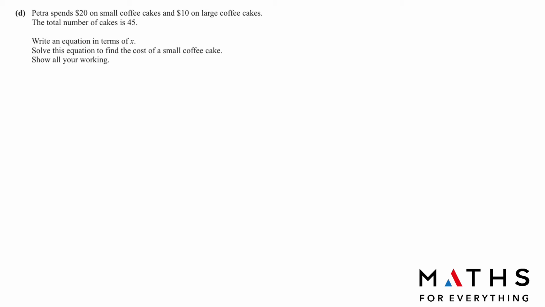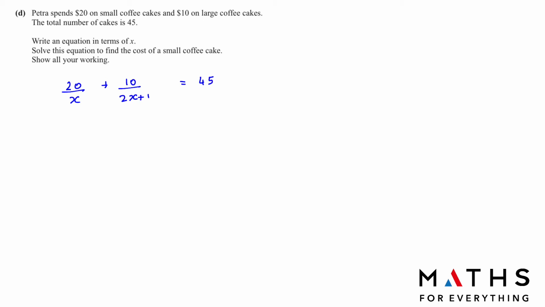Part D. Petra spends $20 on small coffee cakes and $10 on large coffee cakes. The total number of cakes is 45. Write an equation in terms of x. To find the number of small coffee cakes, we are going to divide 20 by x, because that is the cost of one cake. And then to find the number of large coffee cakes she bought, we are going to divide 10 by 2x plus 1. And when you add them all, the total number of cakes is 45.